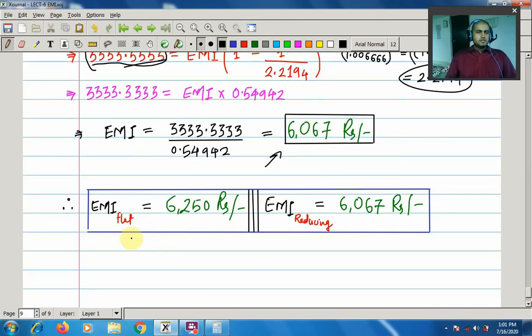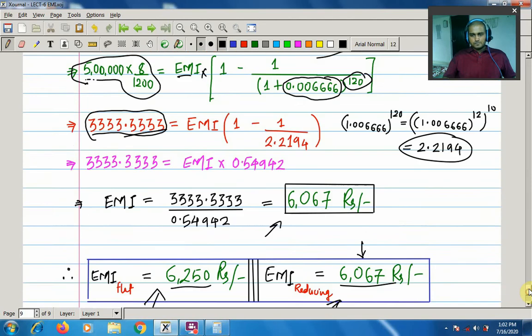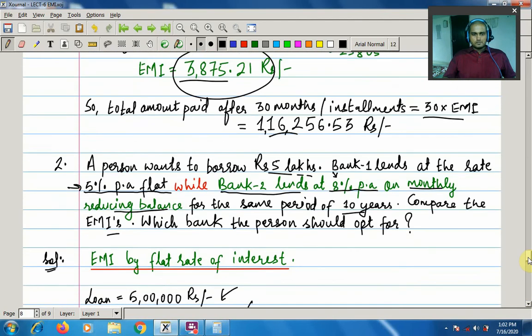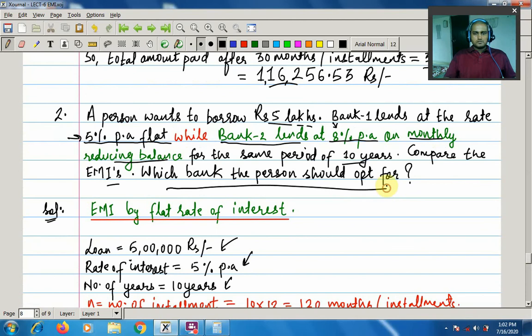So EMI in flat rate of interest is this much, and EMI in reducing balance is this. You can compare these two EMIs. This is less, and obviously you are paying less interest on the loan taken, 5 lakh rupees. So obviously the second bank is favorable for that person. Which bank should he opt for? He should opt for the second bank, reducing balance.